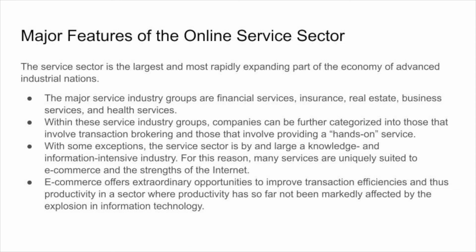So if we look at the major features of the online service sector, really, we think the major players are industry groups like financial services, insurance, real estate, business services, and health services. And within the service industry groups, companies can further categorize or subcategorize into specific types of services, value added, that are generally in information-based industries. So e-commerce really offers a host of opportunities for these to be able to market using information technology tools such as e-commerce.